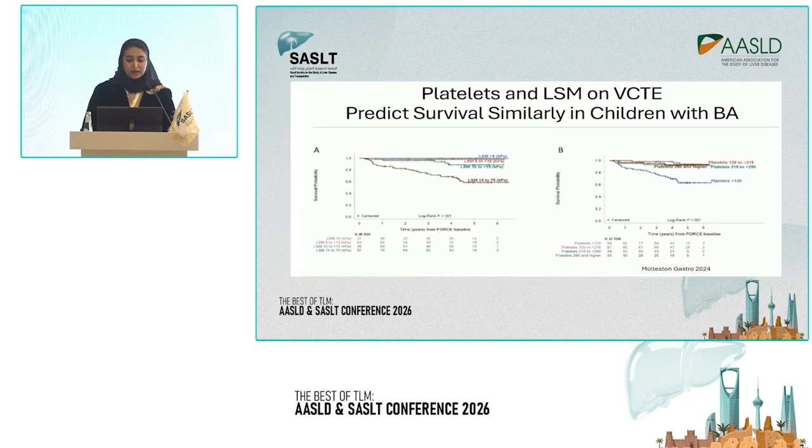In this graph, from work done by Dr. Miloston and her group, they evaluated platelets and liver stiffness on elastography to predict survival in pediatrics. We can see here on the left side of the graph, if the liver stiffness is above 15, the patients have a poor survival rate compared to the rest of the patients. Also, on the right side, they have a similar pattern if the platelets are less than 120. So in general, if we have liver stiffness below 15 or platelets above 120, this is a good indication for survival rate.